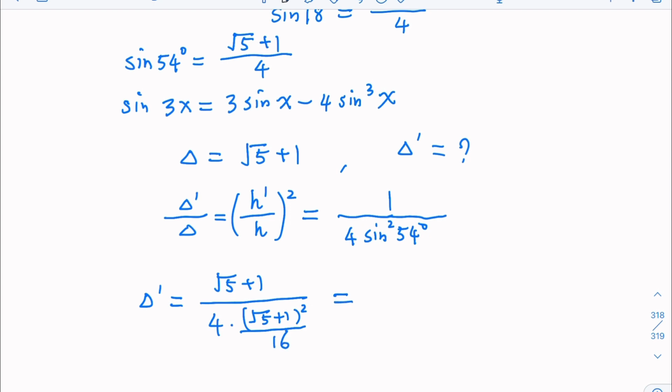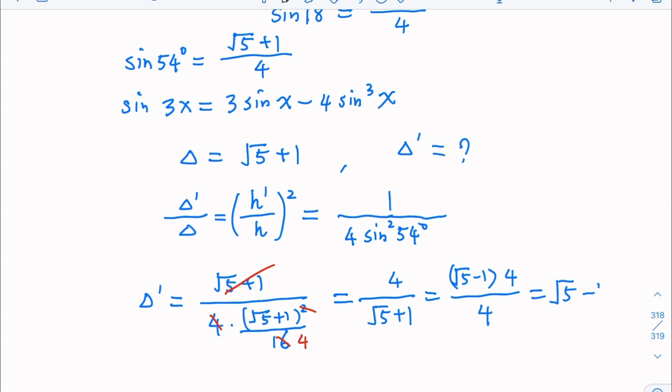So one of it would cancel. So you cancel one term, and this square would become just one term. And then this one, you're going to cancel, becomes 4. So that's equal to 4 over square root of 5 plus 1. Of course, you multiply square root of 5 minus 1 on both top and bottom. And here happens to be 5 minus 1. That's 4. So the final answer is square root of 5 minus 1.